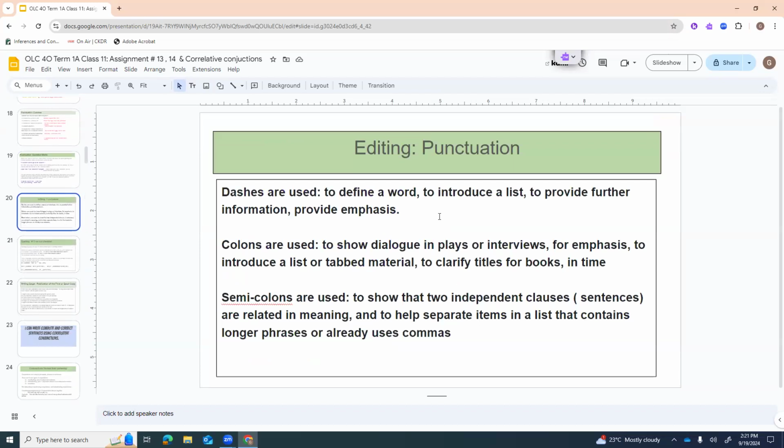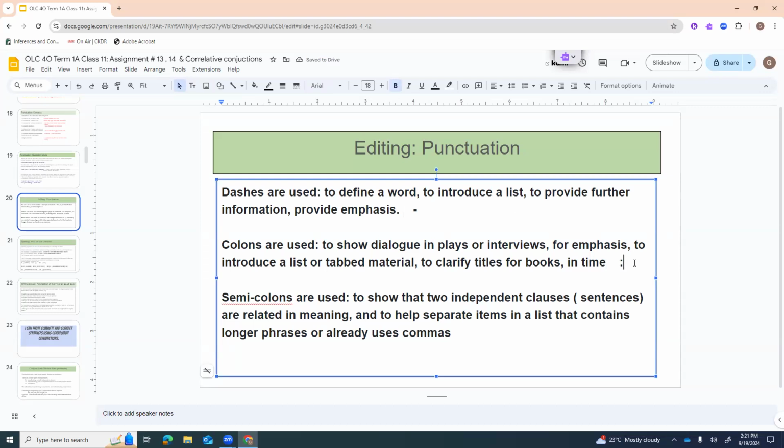All right, two more things, and we've talked about this earlier. I forget which class, I want to say like 3 or 4. Dashes can be used to define a word, to introduce a list, to provide further information, and to provide emphasis. A dash is just like a little line in the middle, okay? Colons are used. Again, we use those to show dialogue, to emphasize something, to introduce a list or tabbed material, to clarify books or time. And that's the 2 dots that stand on top of each other like that. Oh, wait, sorry, wrong one. There we go. And then semicolons.